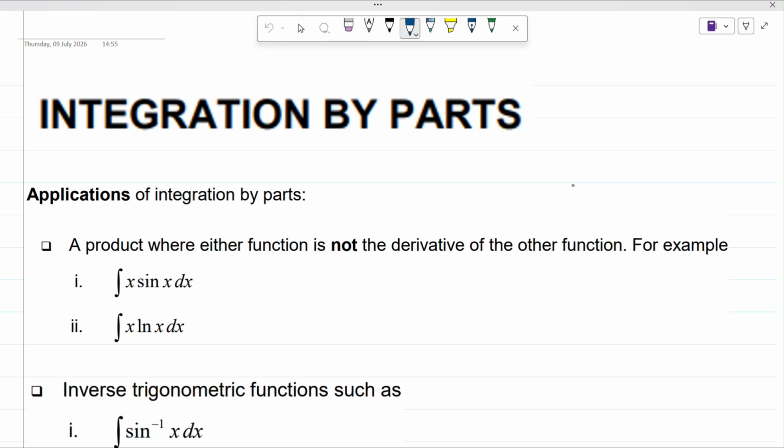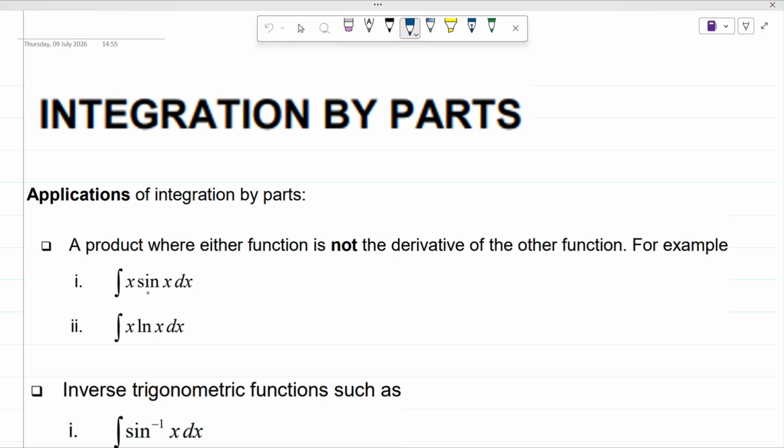So it's more like we're given an answer where the product rule was applied, and then we're taking that answer to go back to how the question was before. You understand? Or how the expression was before. So that's what we're trying to find out through integration by parts. This integration by parts is applicable to different types of situations, I can say. So let's start with the first one.